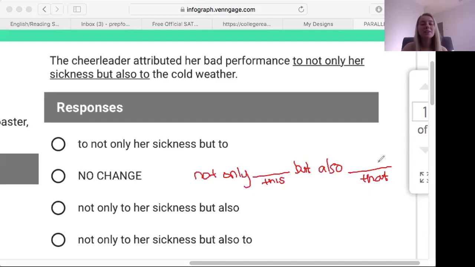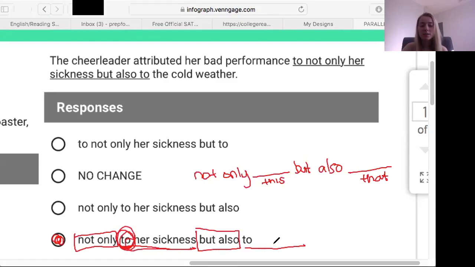Awesome. So notice here, the correct answer is going to be D. It's going to be the very last one. Why? Well, simply because of the fact that we have the not only but also structure, and the this and that are parallel. So let's see, we have not only this, but also this. Notice the structure here, not only to her sickness, but also to the cold weather. Notice how those two things are parallel. Both have the to structure, which is why that would be perfect.